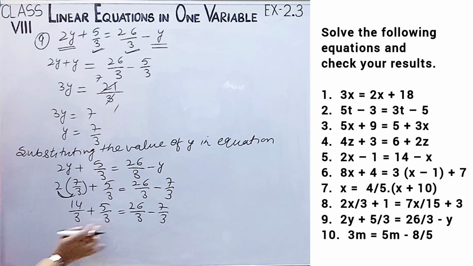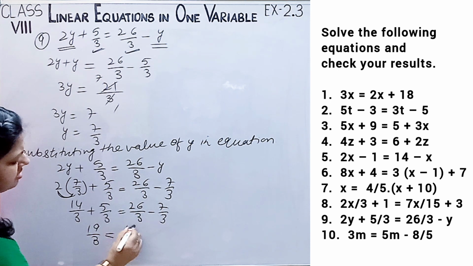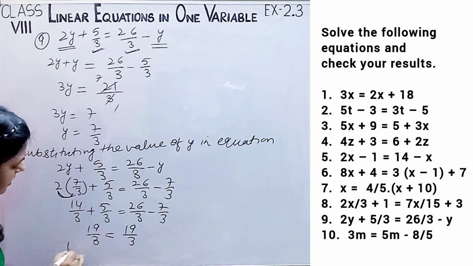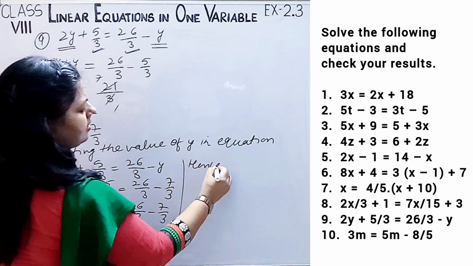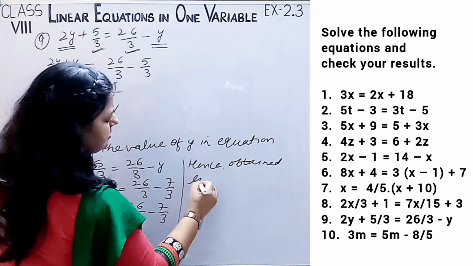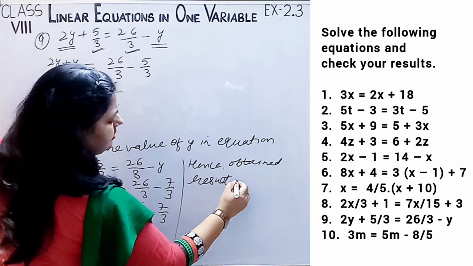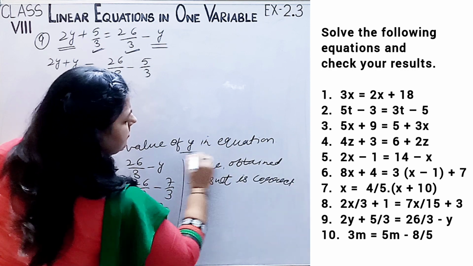If we have the same denominator, no need to take LCM. Simply we will add or subtract. So 14 plus 5 is 19 upon 3 equal to 26 minus 7 is 19 upon 3. So here the left hand side is equal to the right hand side. Hence the obtained result is correct. Answer.